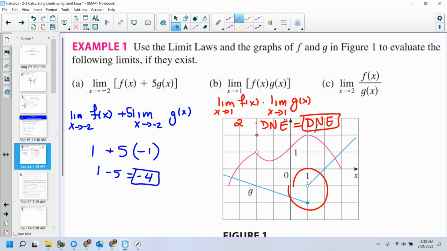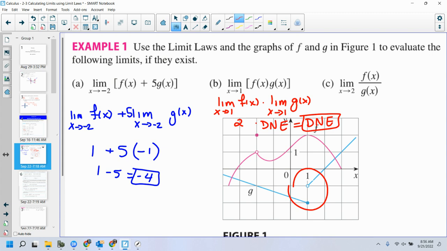Exactly. They're pointing to two different places on the y values, right? On the right side, it's going to -1. On the left side, it's going to -2. So the limit as x goes to 1 of g of x from the left is -2, and from the right is -1. Therefore, the limit does not exist. When you see this discontinuity, that means the limit does not exist. And if part of this limit does not exist, then the whole limit does not exist.